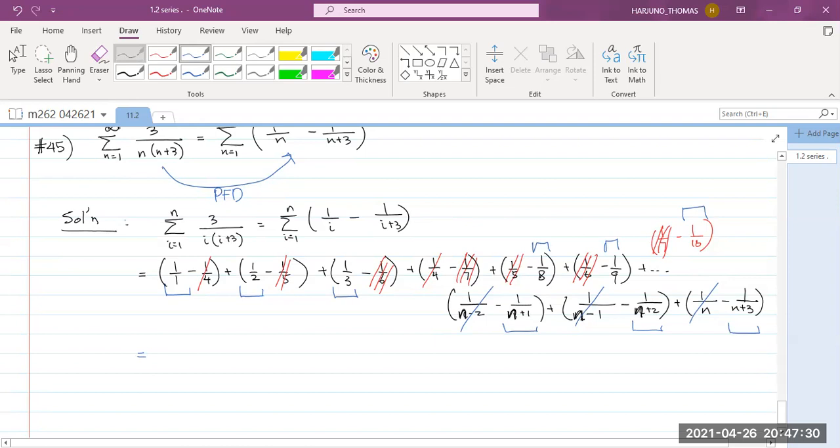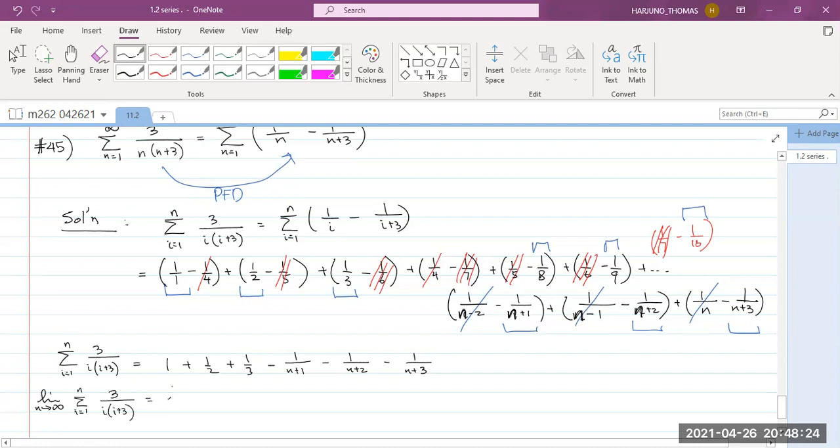So that is equal to 1 plus 1/2 plus 1/3 minus 1 over (n plus 1) minus 1 over (n plus 2) minus 1 over (n plus 3). That's the nth partial sum of 3 over i times (i plus 3). Now I bring n to infinity. The purpose we do the partial sum is so that we can get the pattern. Then we know what to cancel.